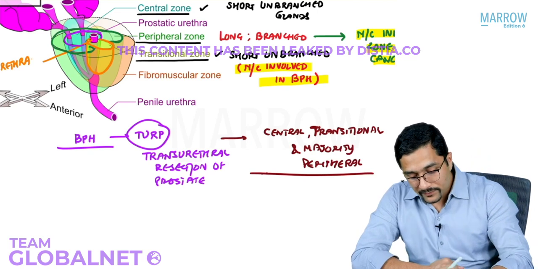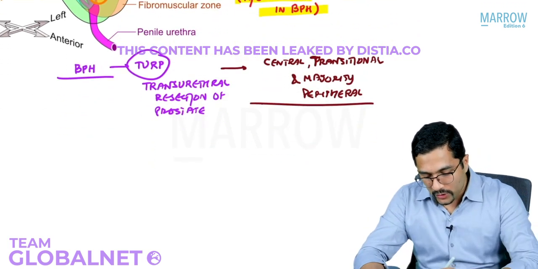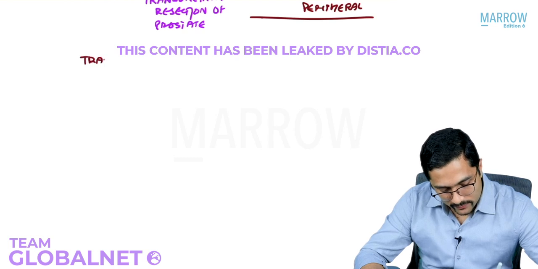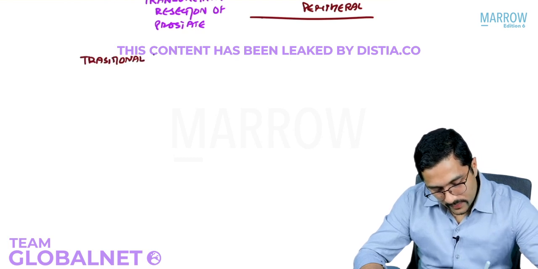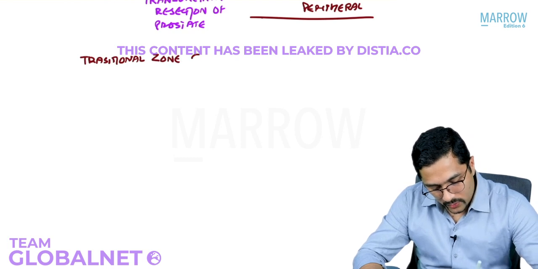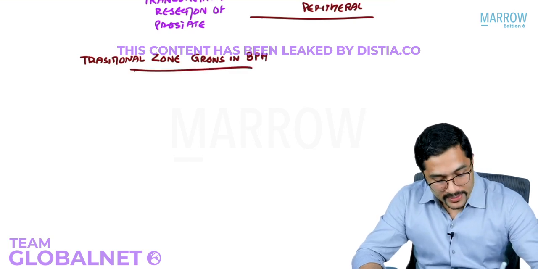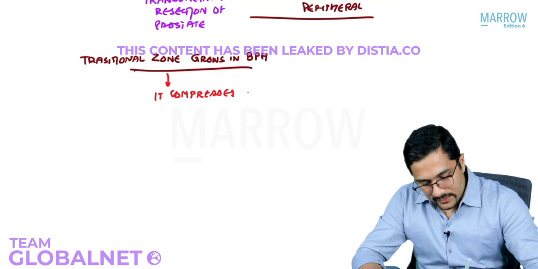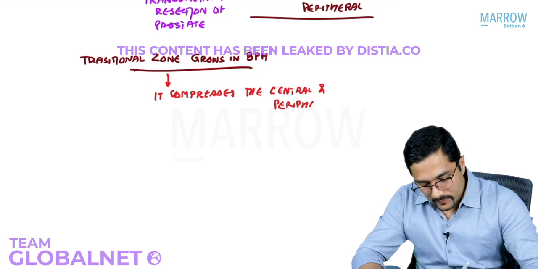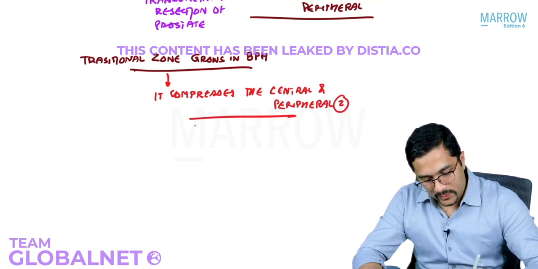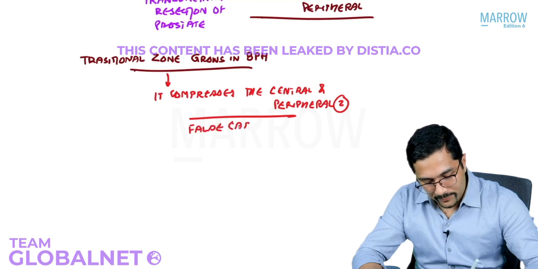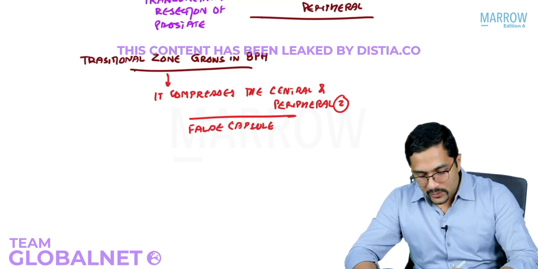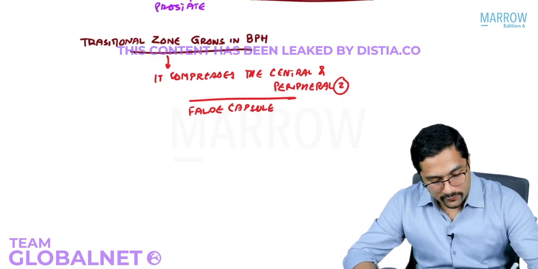So that is a very important point to know: a patient can develop prostate cancer even after TURP. Now, another thing I want you to know is that as the transitional zone grows in BPH, it compresses the central and the peripheral zone into a false capsule. So this is a false capsule which forms.